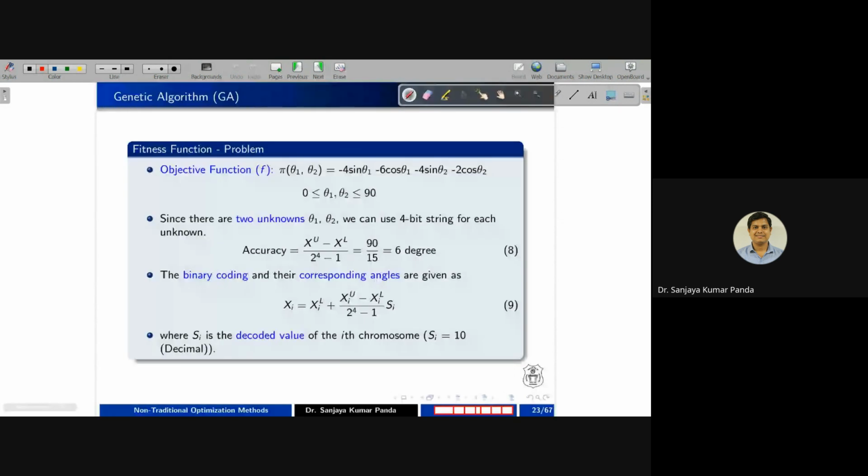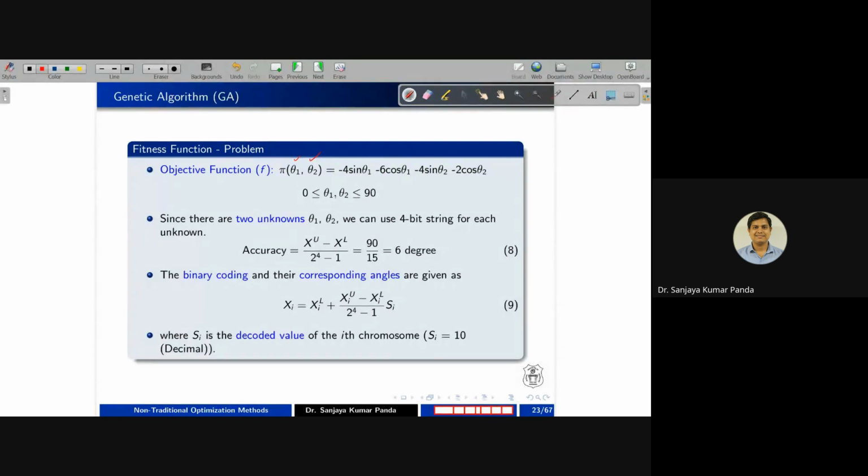Okay, let us take a small problem so that whatever idea we have discussed till now will be clear with this example. Let us take an objective function which takes two different variables, theta1 and theta2, and the function is pi. So what you have to find? You have to find pi of theta1 and theta2, right?